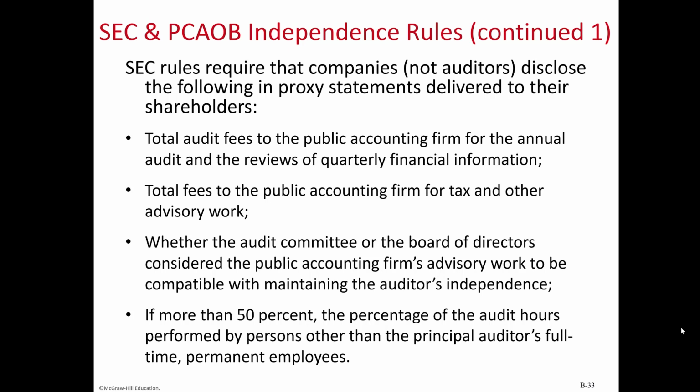So the SEC rules require that companies, not the auditors, disclose in their proxy statements delivered to their shareholders the total audit fees, the total fees to the public accounting firm for both tax and any other advisory work, and whether the audit committee or board of directors considered the public accounting firm's advisory work to be compatible with the auditor's independence. They also have to disclose if more than 50% of the audit hours were performed by persons other than the principal auditor's full-time permanent employees.